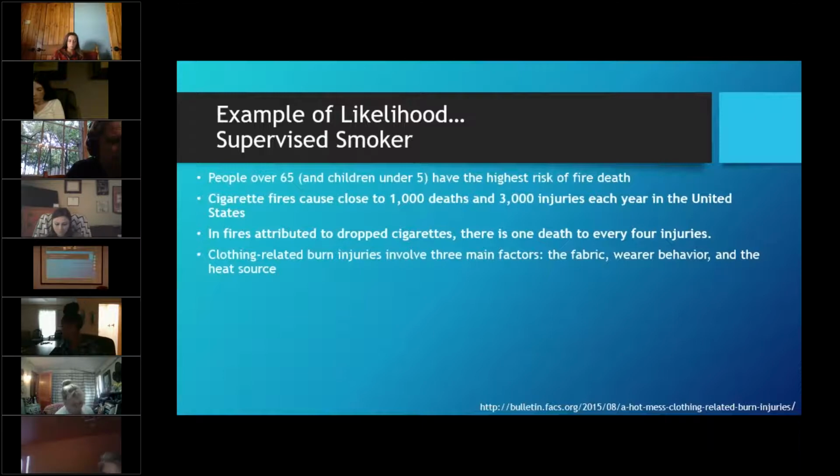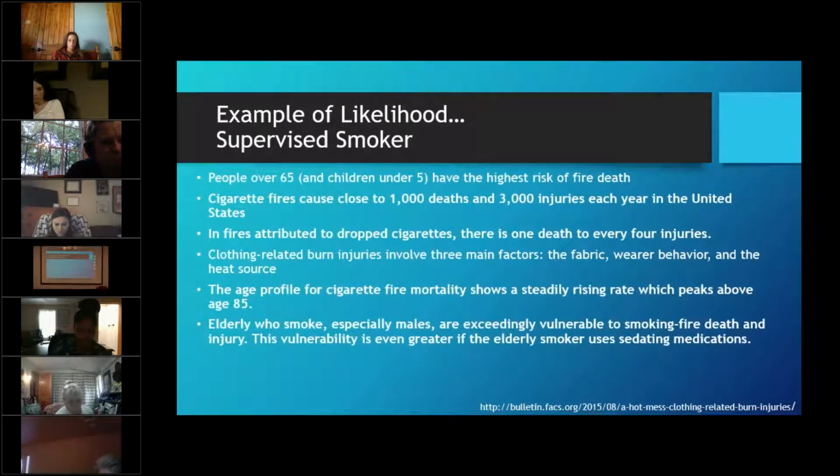Clothing-related burn injuries involve 3 main factors: the fabric, the wearer behavior, and the heat source. The age profile for cigarette fire mortality shows a steadily rising rate, which peaks above age 85. Elderly who smoke, especially males, are exceedingly vulnerable to smoking, fire, death, and injury. This vulnerability is even greater if the elderly smoker uses sedating medication.